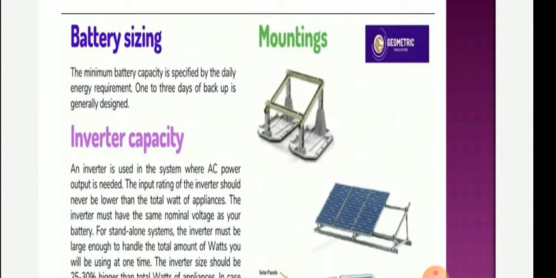Modules in series is the battery bank nominal voltage divided by the module nominal voltage. Battery sizing: the minimum battery capacity is specified by the daily energy requirement. One to three days of backup is generally designed. So the amp-hour rating of the battery is decided, and mainly a backup of at least 3 to 4 days will be designed.